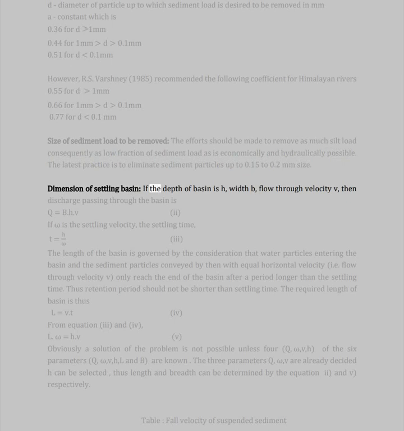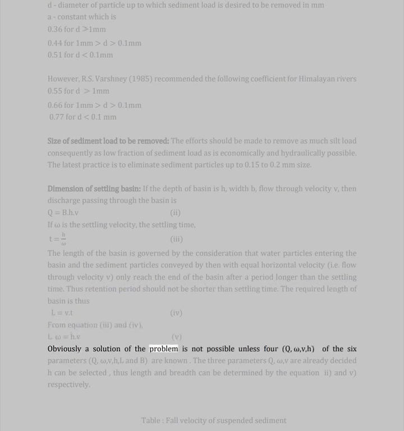Dimension of settling basin: if the depth of the basin is h, width b, flow-through velocity v, then the discharge passing through the basin is Q equals b.h.v. (2) If omega is the settling velocity, the settling time t equals h over omega. (3) The length of the basin is governed by the consideration that water particles entering the basin and the sediment particles conveyed by them with equal horizontal velocity, i.e. flow-through velocity v, only reach the end of the basin after a period longer than the settling time. Thus the retention period should not be shorter than the settling time. The required length of the basin is thus L equals v.t, (4) and from equation 3, L omega equals h.v.